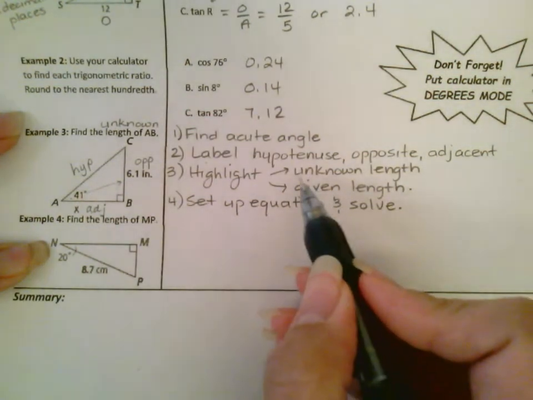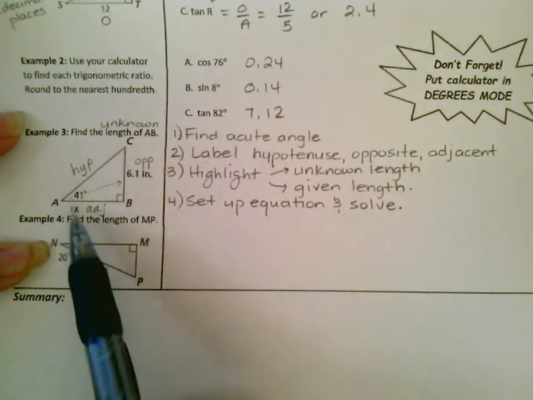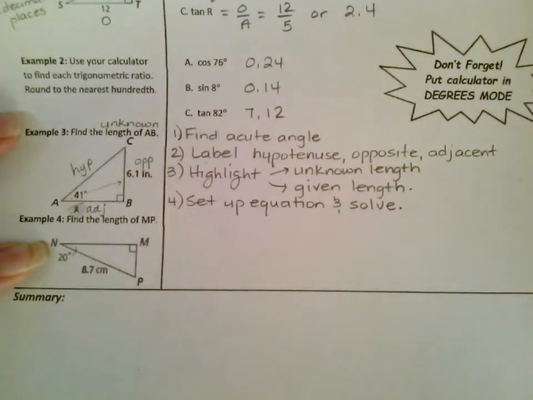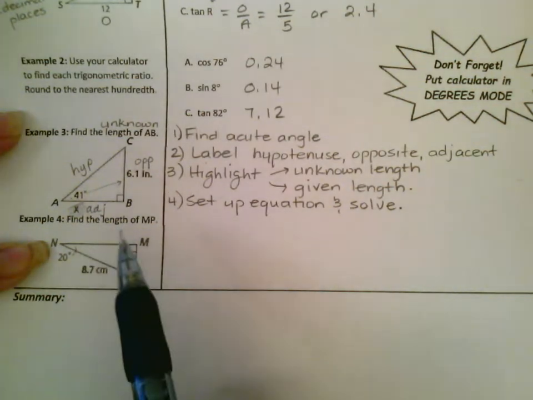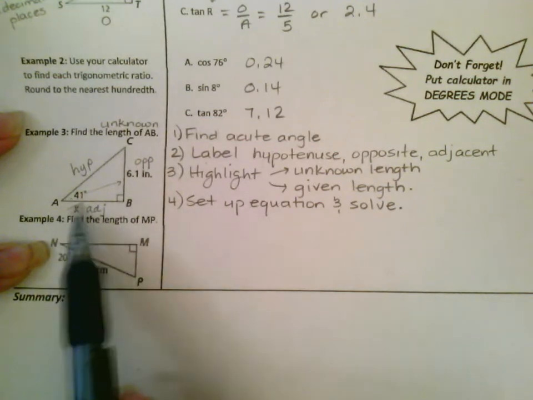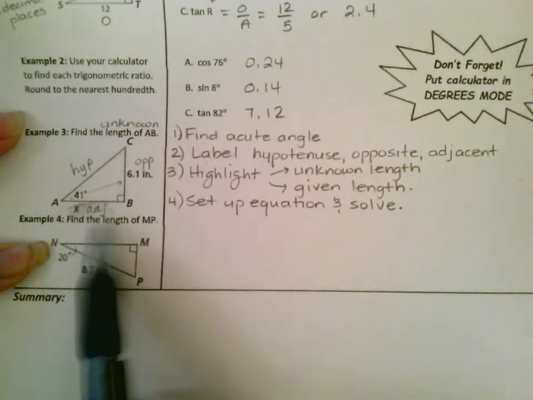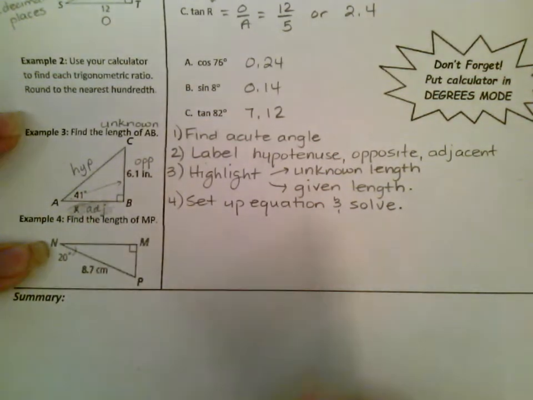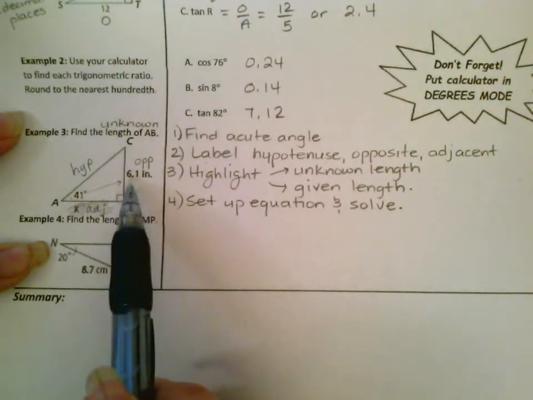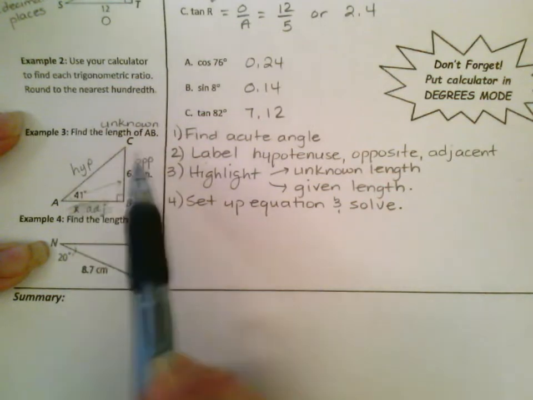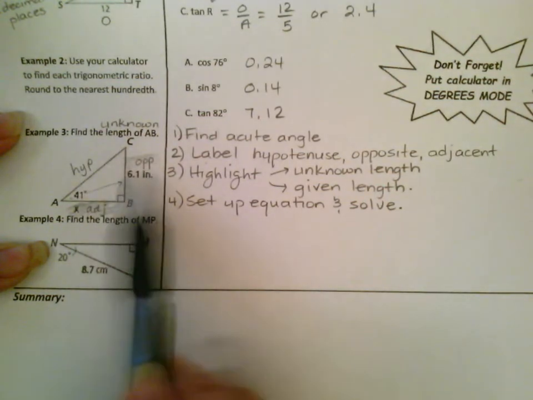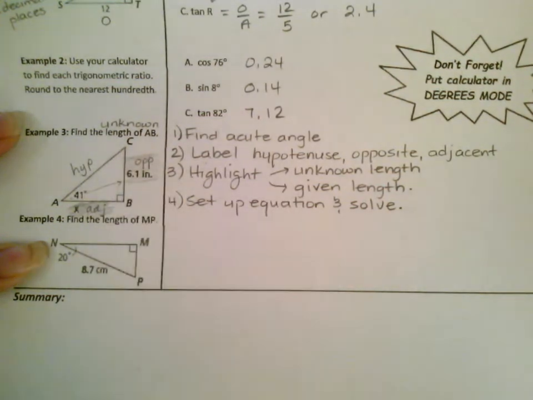So I'm going to highlight the unknown length by scratching through the X, and I'm actually going to highlight the word adjacent first. And then I need to highlight the given length, and my given length was the 6.1. Nothing was given here for the hypotenuse, so I'm going to highlight all of this side. So that's step number 3, super easy.